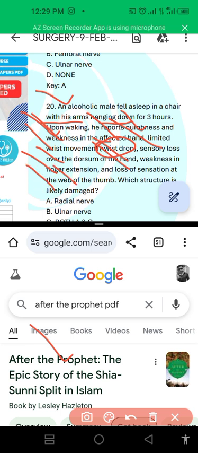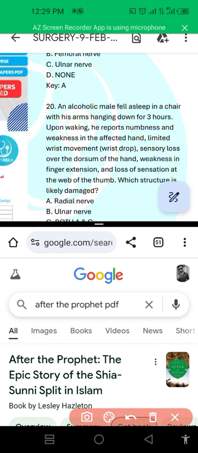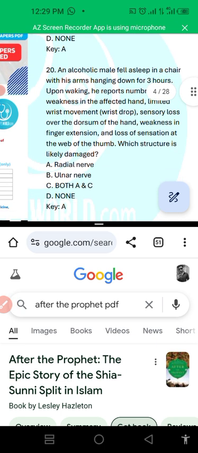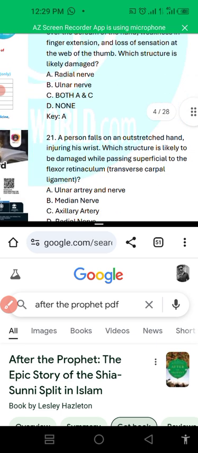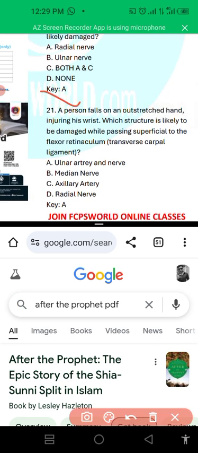Now this is wrist drop plus loss of thumb sensation. So the nerve supply to this area is the radial nerve. The radial nerve is the answer for this clinical vignette. Another one: a person fell on an outstretched hand with injury of the wrist, and the likely damage is to the superficial flexor retinaculum, the transverse carpal ligament. The answer is that the ulnar artery and ulnar nerve are involved in this.